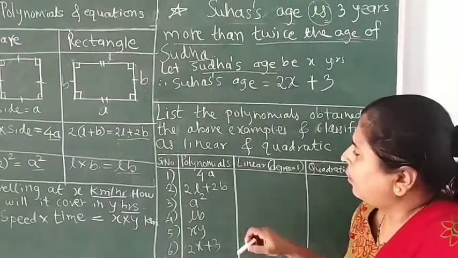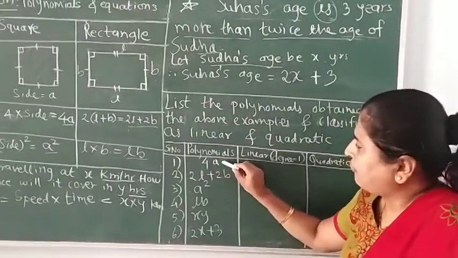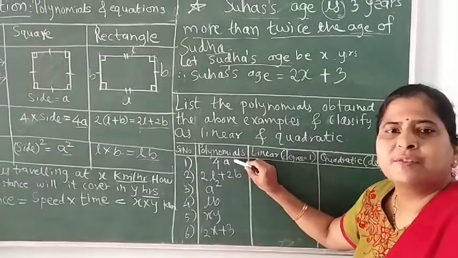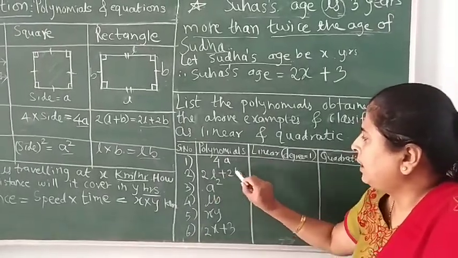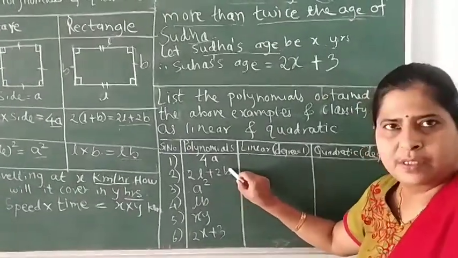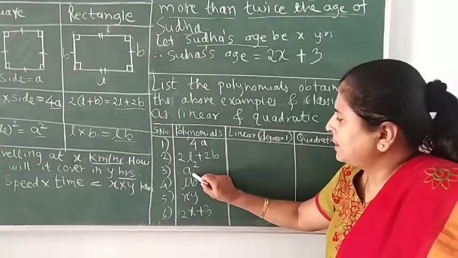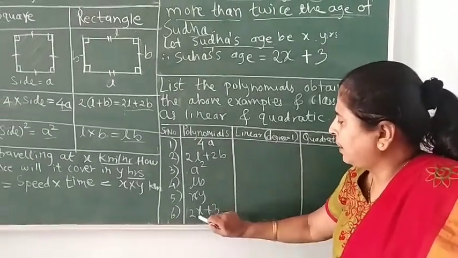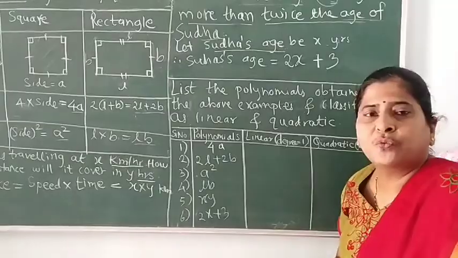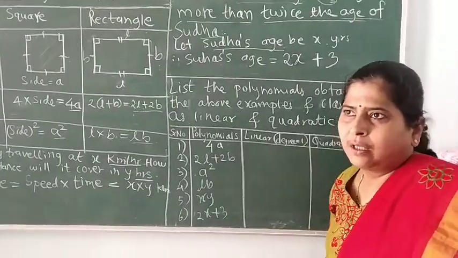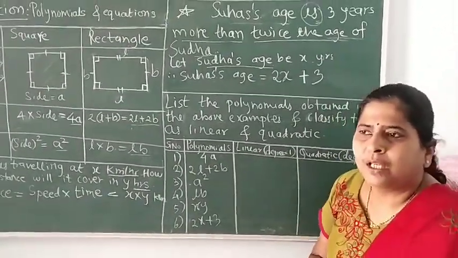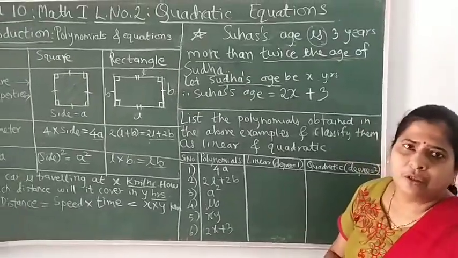Now you already know if the number of terms is only 1, we call it a monomial. So this is a monomial. Here there is an addition of 2 terms, so it's a binomial. This is monomial, monomial, monomial, and this again has 2 terms, so we call it a binomial. Monomial, binomial, trinomial are also polynomials.